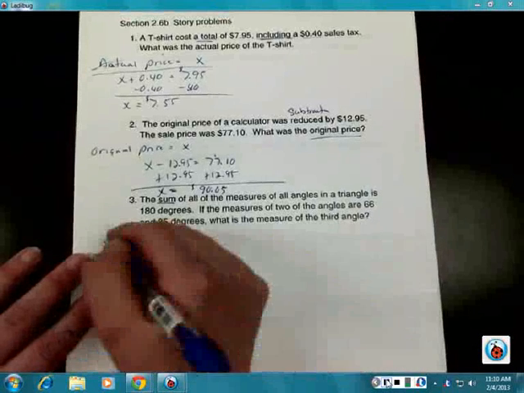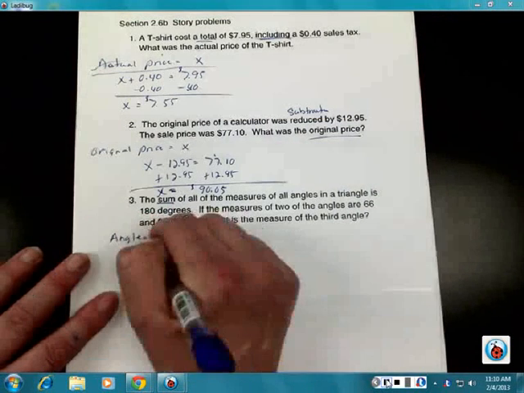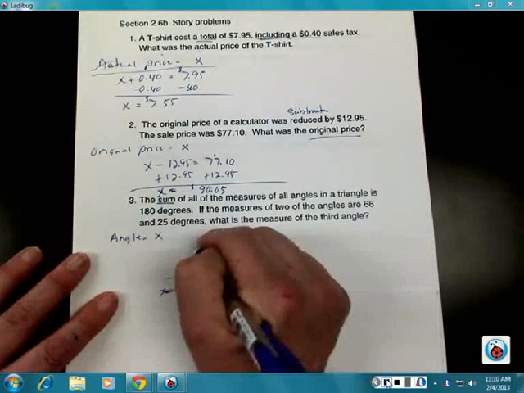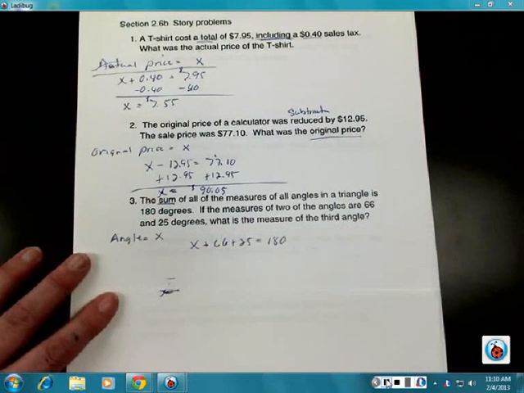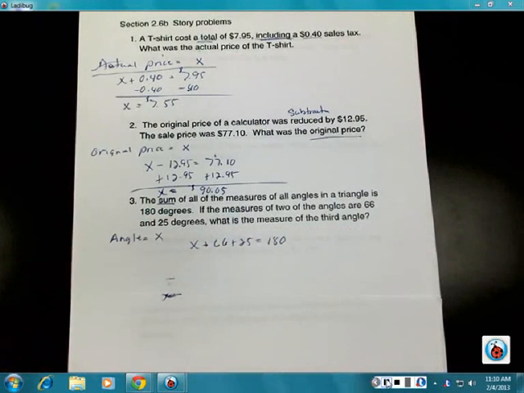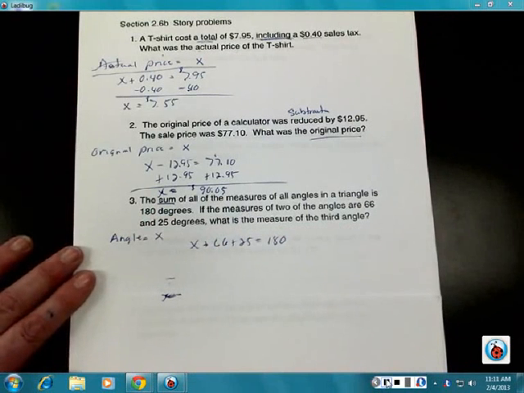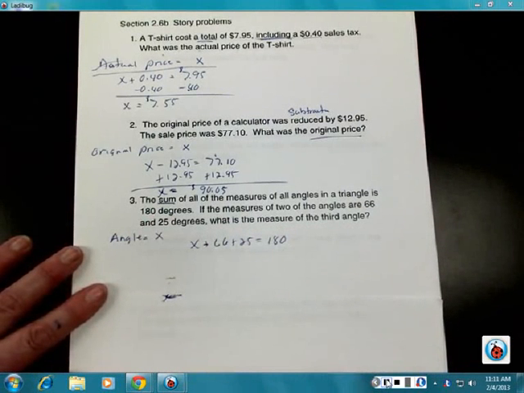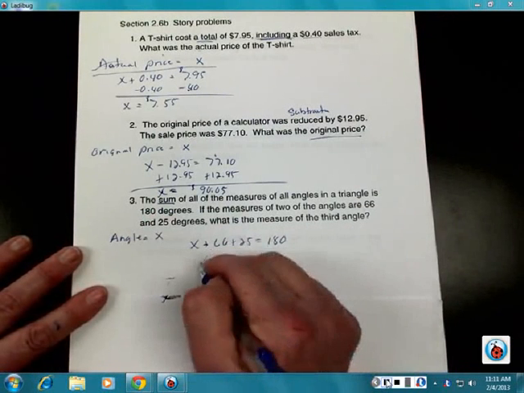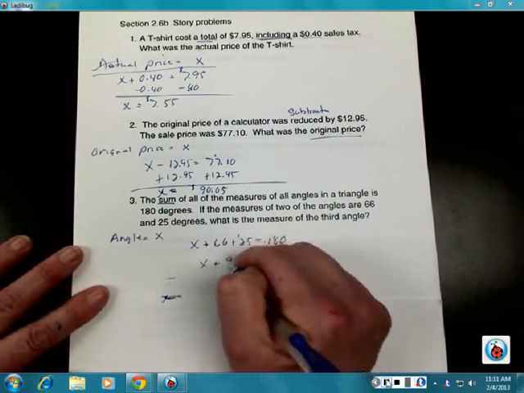Yep. Okay, but they want it in algebra, so we need to call the other angle X. So X plus 66 plus 25 is equal to 180. Again, you've got to set it up and get it into those. I could figure it out in my head, but I couldn't put it into an equation. That's the piece that we need to do with that one. Okay, so 66 plus 25 is 91.